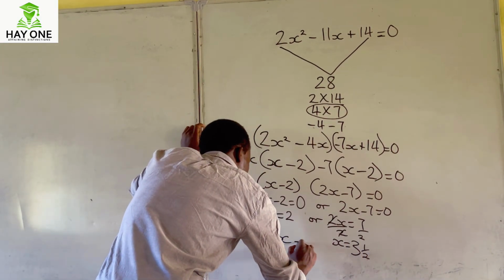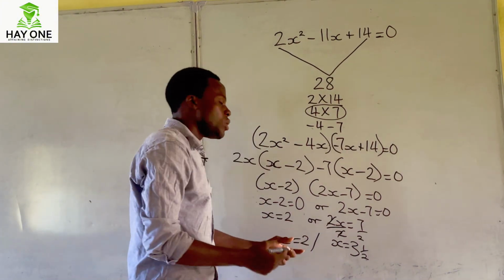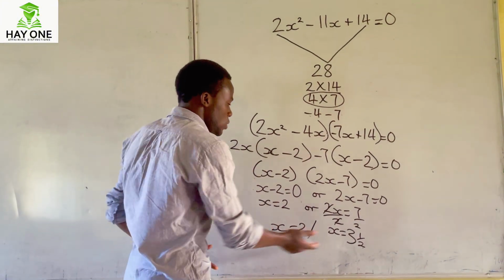And here we have our x equal to 2. For a quadratic equation, you always get two answers. So this is our final answer.